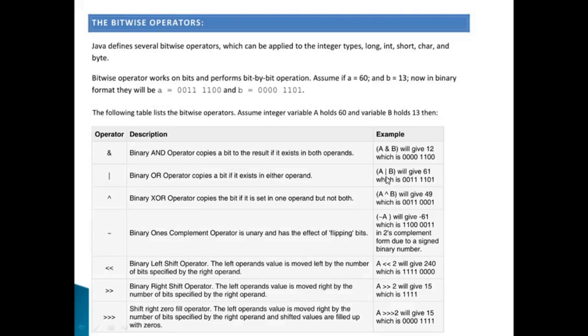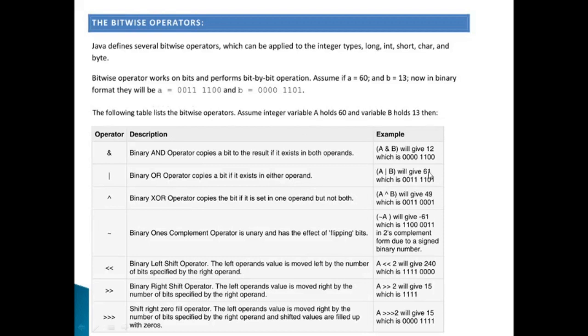Now what will happen if we perform A or B? Then it will do bitwise ORing of all the bits individually of the two given variables. Like 1 and 0 will result in 1, 0 and 0 will result in 0, 1 and 1 will result in 1, and then in these bits, 1 and 0 will result in 1, another 1 and 0 will result in 1, and the previous two 0 bits will result in 0, 0.